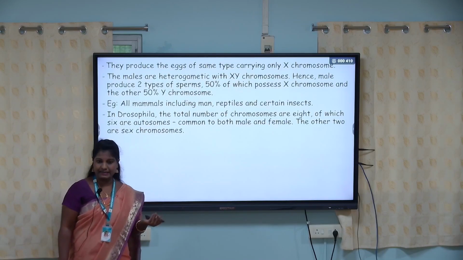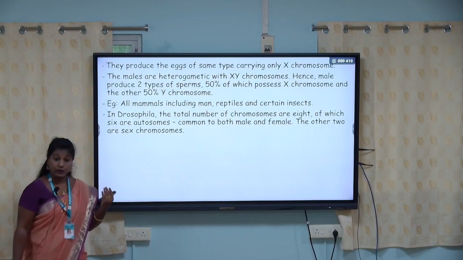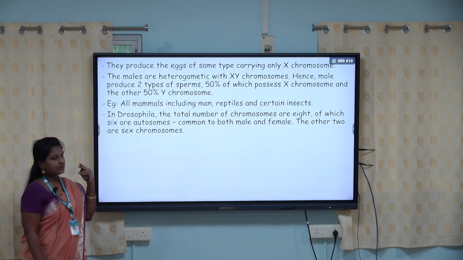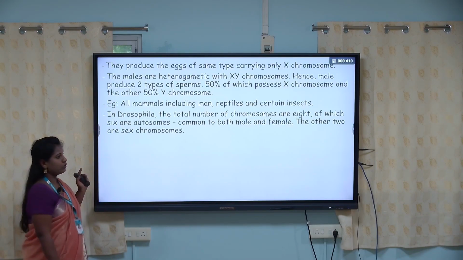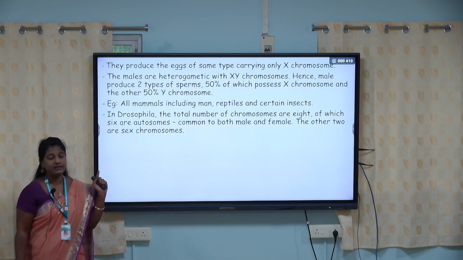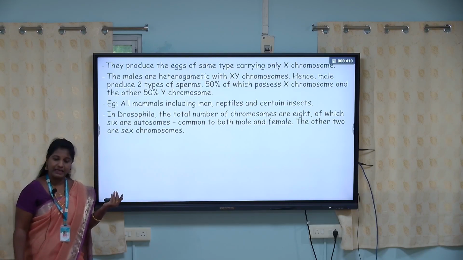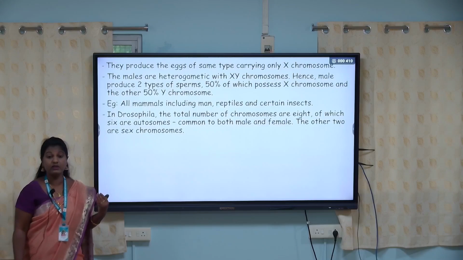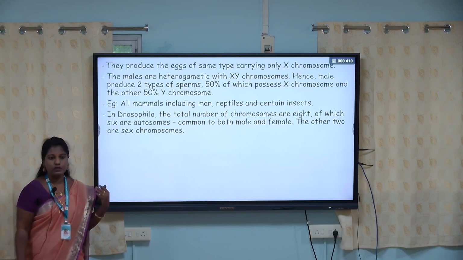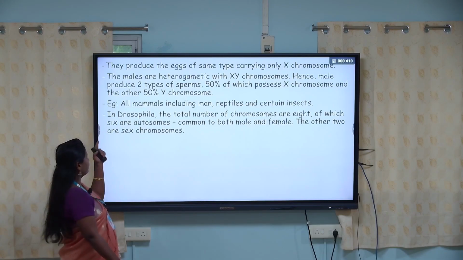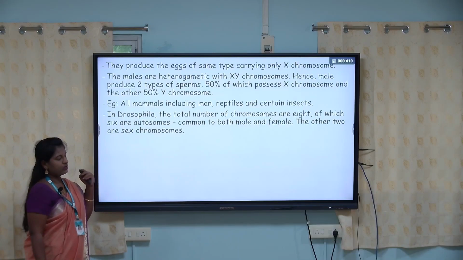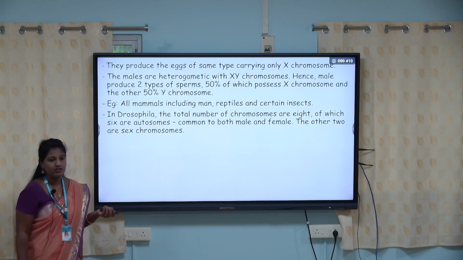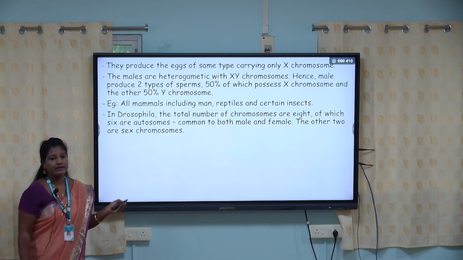The examples are all mammals including man, which have this type of XX and XY chromosomal setup that determines the sex. Reptiles and certain insects also come under this type of chromosomal mechanism of sex determination. Next is Drosophila, which is the main genetic model for all genetic studies.